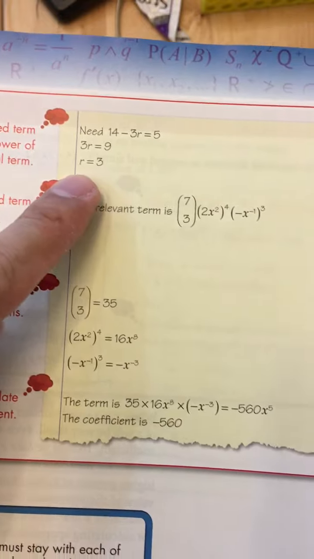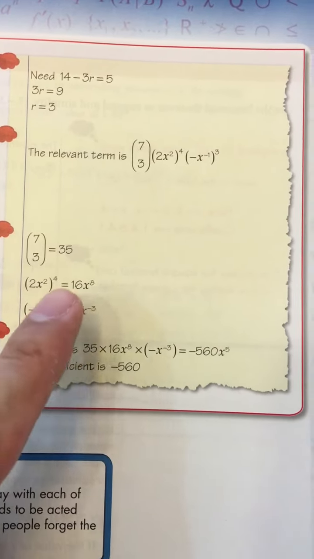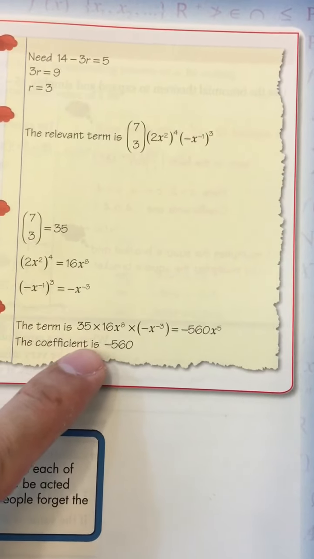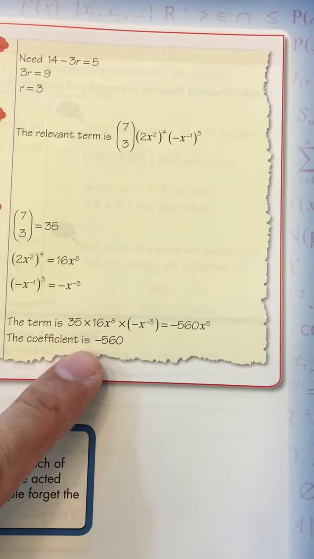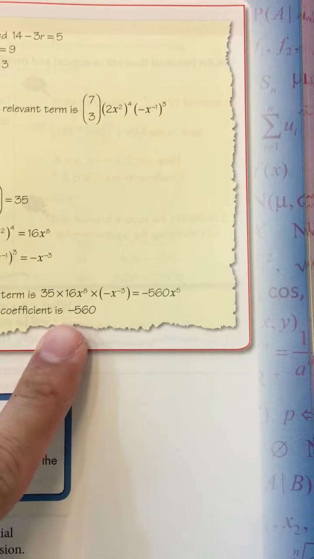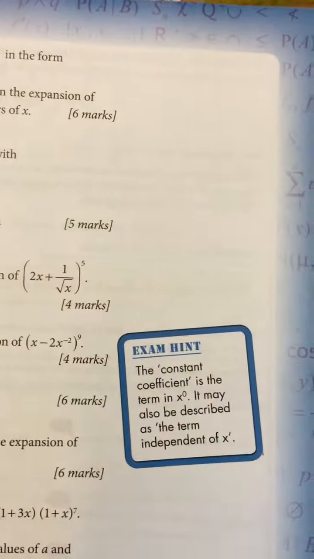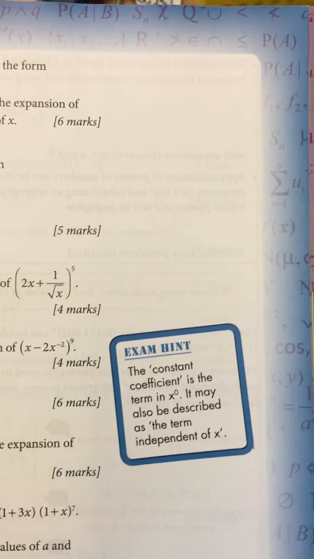So you work out r equals to 3, then you will work out what is the coefficient. That's why you have this working. And then you will get the coefficient as minus 560. So basically that's all the important things that you must know about this chapter. Hope this helps.